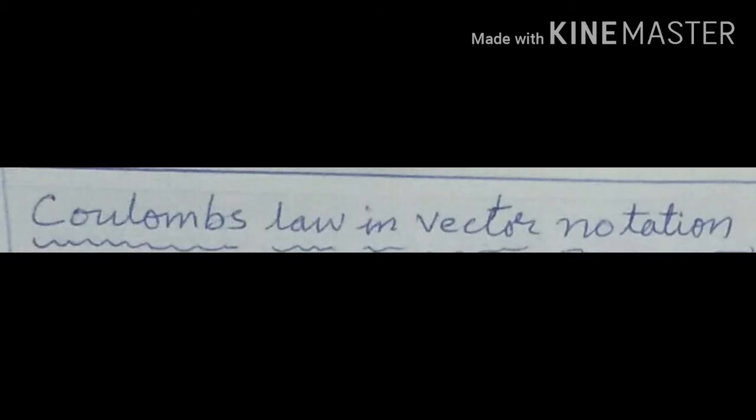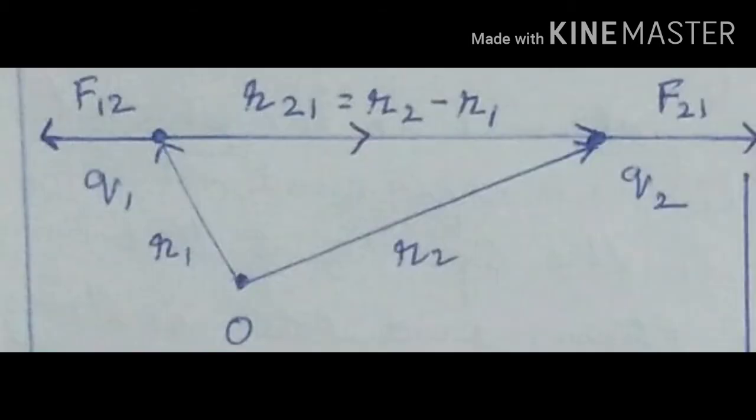Now we will learn how to express Coulomb's law in vector notation. First, let us try to understand the diagram. You can see there are two charges Q1 and Q2, and the distance of Q1 from an arbitrary origin O is R1 and that of Q2 is R2, and the distance of Q2 from Q1, that is R21, is nothing but equal to R2 minus R1.